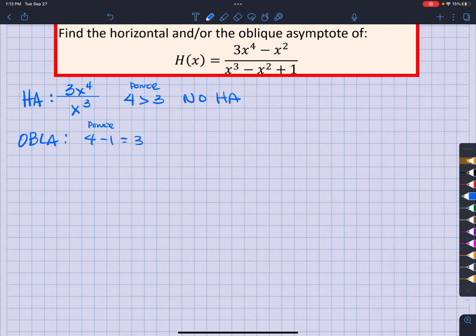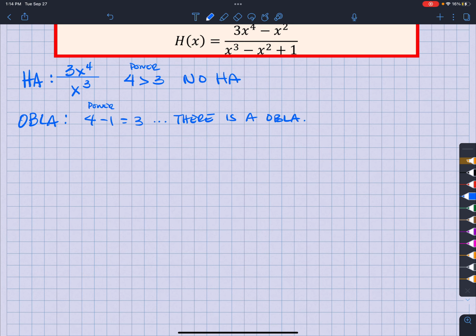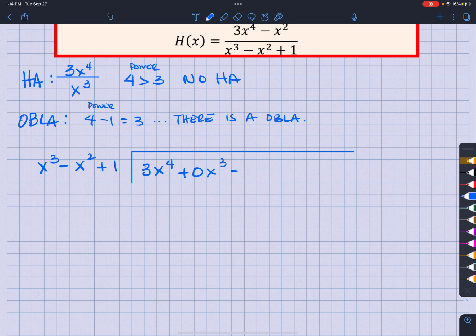So in order for me to find it, we actually have to do long division. So we'll have to do x to the third minus x squared plus 1. And this is the reason why I'm showing you guys long division all along, because I can't do synthetic division here.